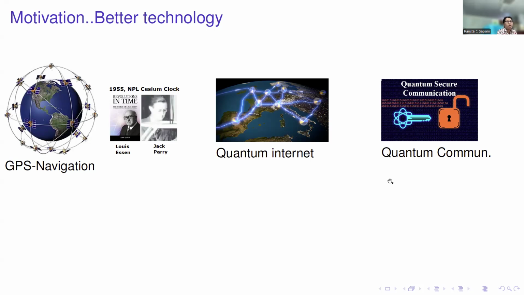Another very good example I can think of is quantum secure communication. I think every one of us now uses secure communications, because we need an OTP, right? A one time password for a transaction on any bank account or any money in the banking system. So this is a good example of quantum secure communications.